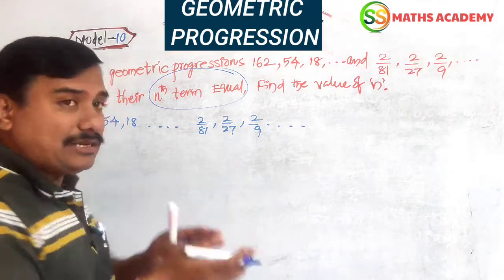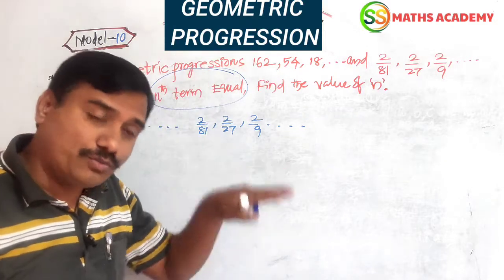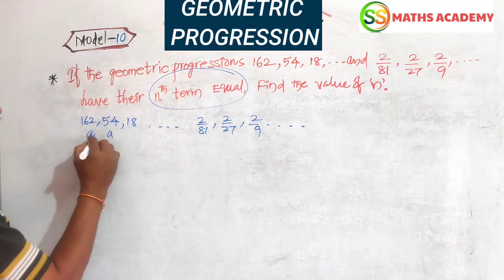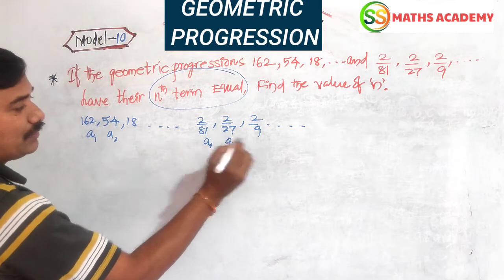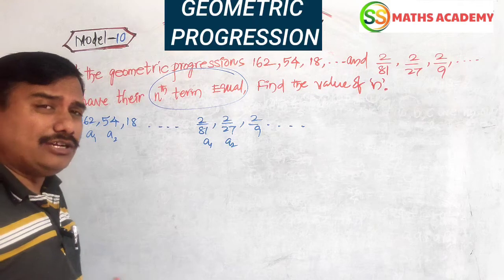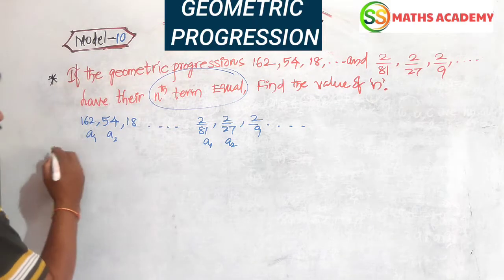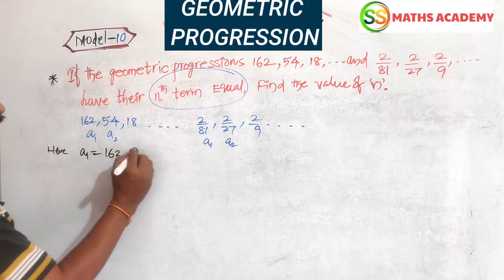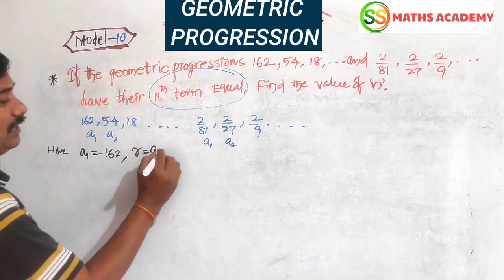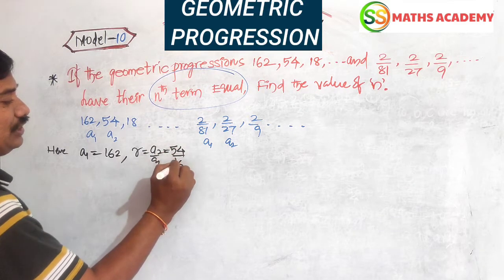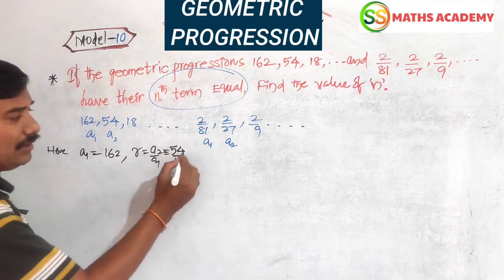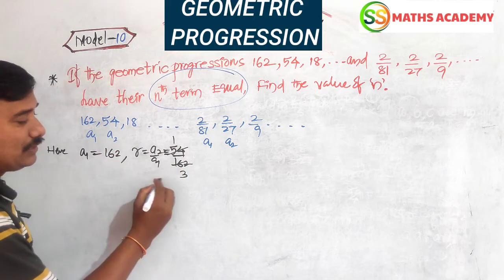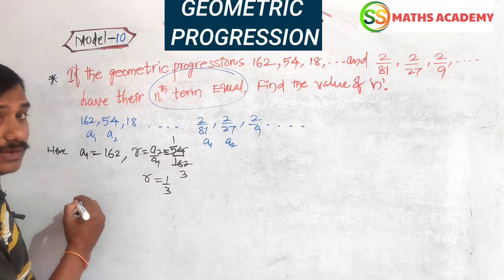I am doing it side by side, but in the exam you have to write down by down. Now here A1, A2, and here A1, A2. When we know A1 and A2, then we have to find R, which is very easy. Now here A1 equals 162, R equals A2 by A1, nothing but 54 by 162. Simple. 54 once is 54, 54 three times is 162. Otherwise you can go with the 6 table also. So R value is 1 by 3.